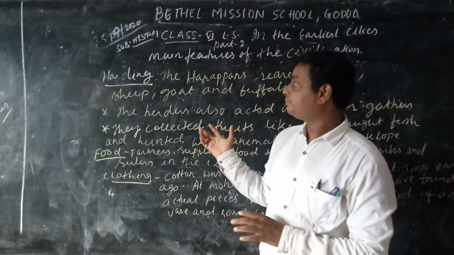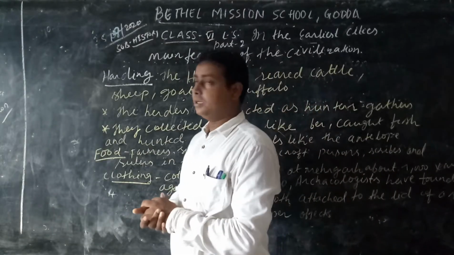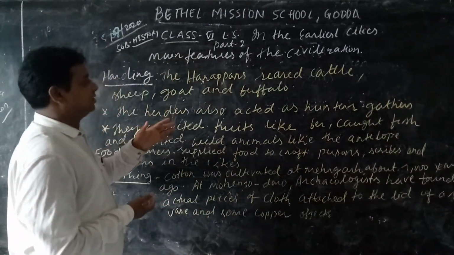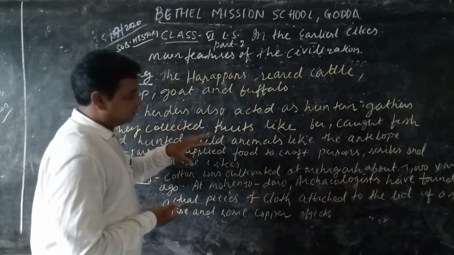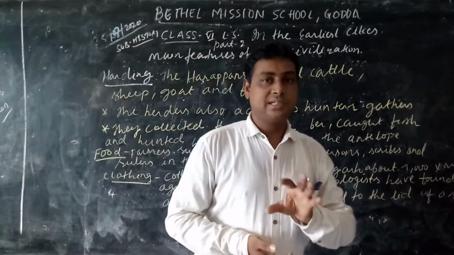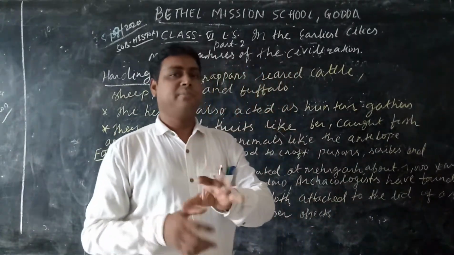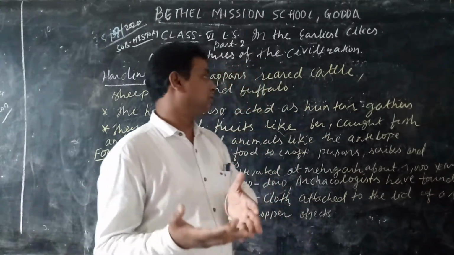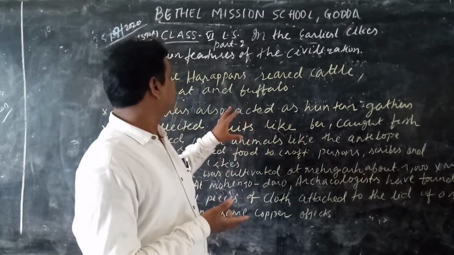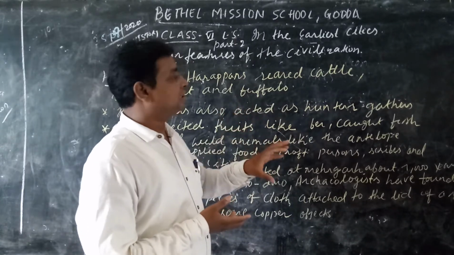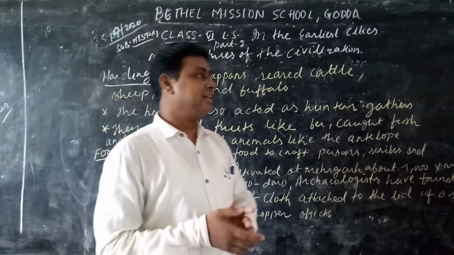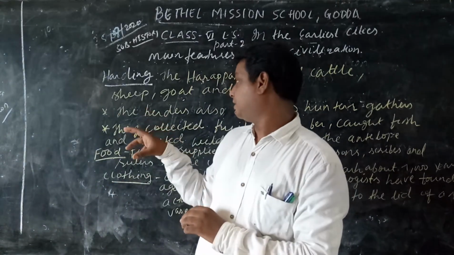Now we will learn about herding. This is the next feature of the civilization. In this region, the Harappans reared cattle, sheep, goat, and buffalo. They reared cattle like goat and buffalo for milk. That's why they were able to survive in this area.